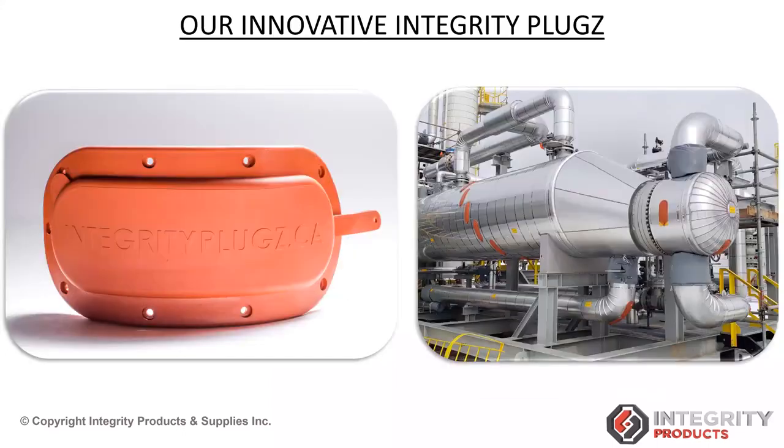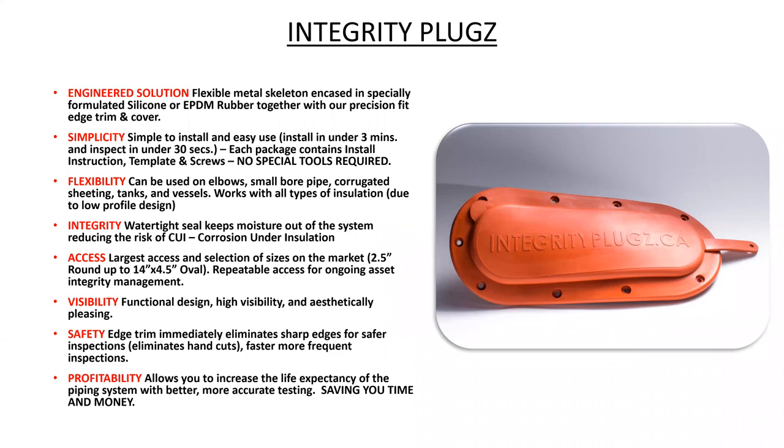So let's talk about our integrity plugs in a little bit more detail. Right from the start, we built the port from a very engineered level. The flexible metal skeleton is one of the key elements of the inspection port. Our port is the only port available on the market that can actually bend and contour to suit the curvature of the cladding it's been installed into. So in turn, it's much easier to form that watertight seal and to maintain it. That, together with the precision fit between the edge trim and the cover piece, guarantees that you can form a watertight seal.